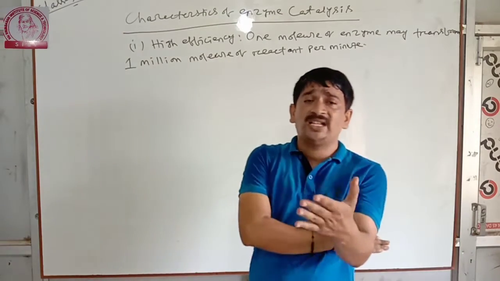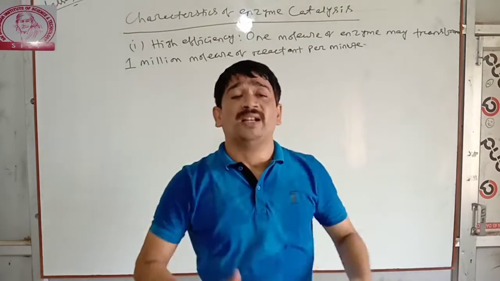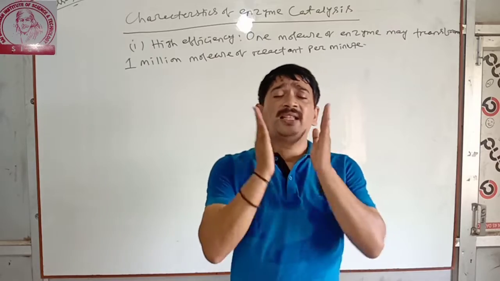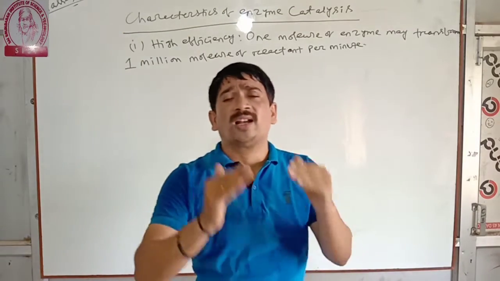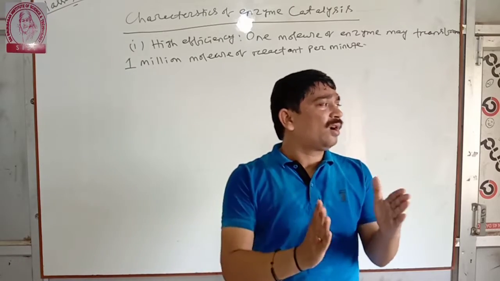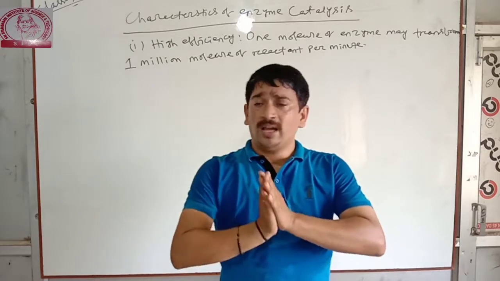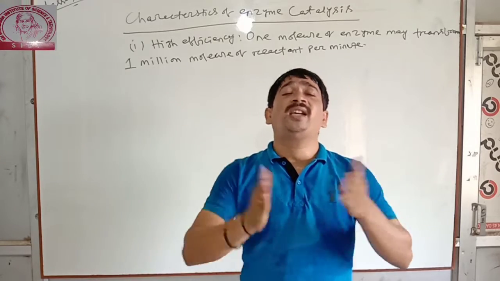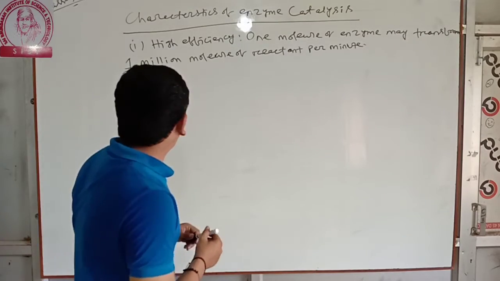One molecule of enzyme may transform 1 million molecules of the reactant per minute. So we can say the efficiency of enzyme is very high, or enzymes are good catalysts. Enzymes have good catalytic characteristics. Enzyme catalyst has very good efficiency of catalyzing a chemical reaction. Clear?